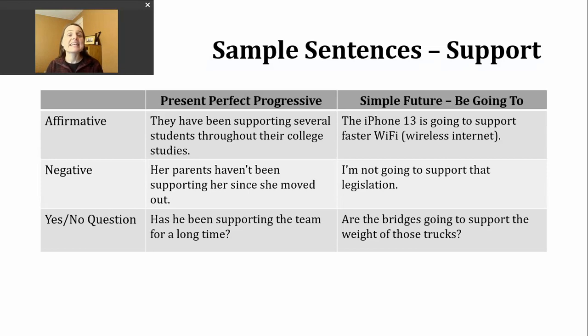Now, if you want to make a yes or no question in the present perfect progressive, again, you'll start with have or has. Then we'll have the subject. Then we'll use the participle been and then the ing form of the verb. Has he been supporting the team for a long time?